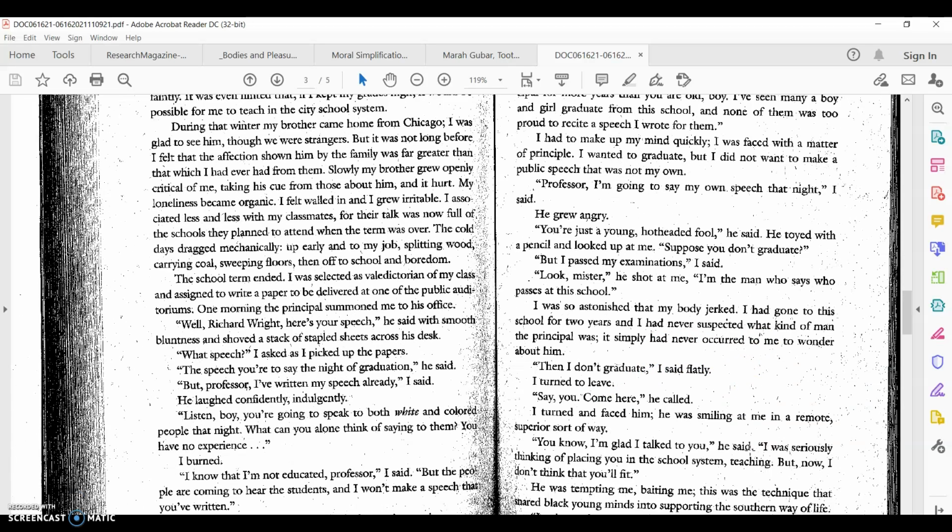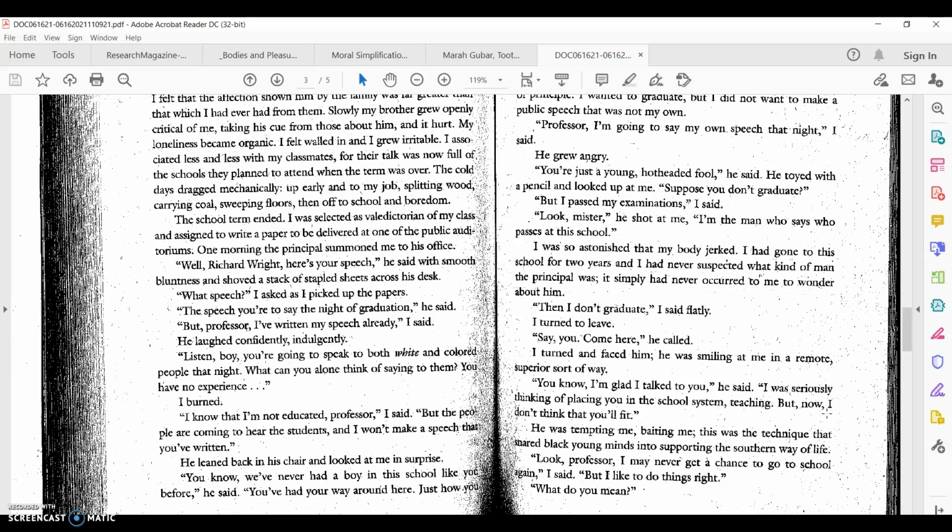I turned to leave. Say you, come here, he called. I turned and faced him. He was smiling at me in a remote, superior sort of way. You know, I'm glad I talked to you, he said. I was seriously thinking of placing you in the school system teaching, but now I don't think that you'll fit. He was tempting me, baiting me. This was the technique that snared black young minds into supporting the Southern way of life.